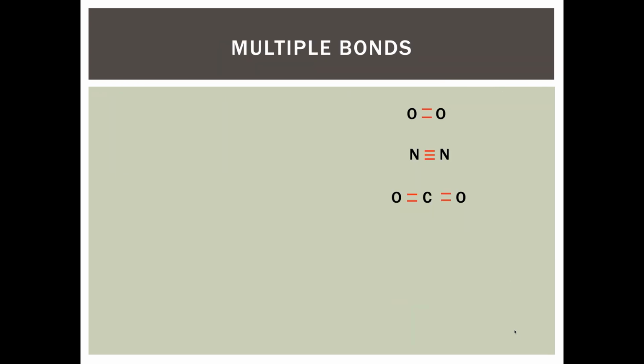What if there are multiple bonds? Well, this is no big deal because each bond is a pair of shared electrons, and therefore a double bond would be two pairs of shared electrons. Let's see, if one pair is two, how many would two pairs be? Four. Two pairs of electrons.